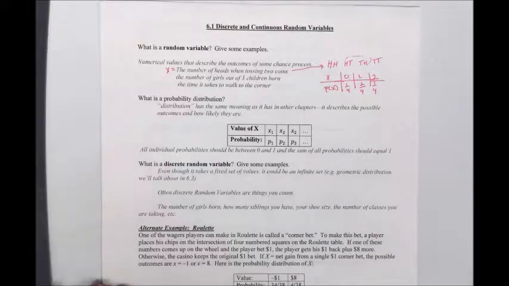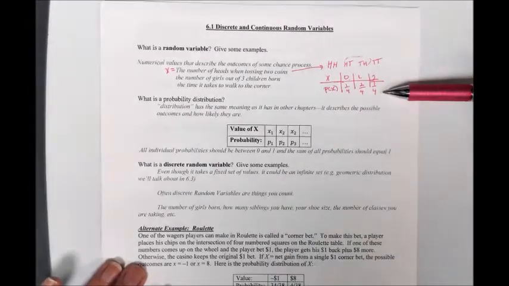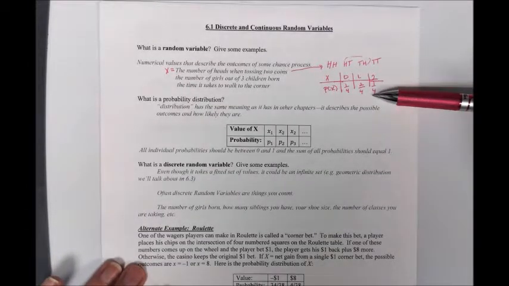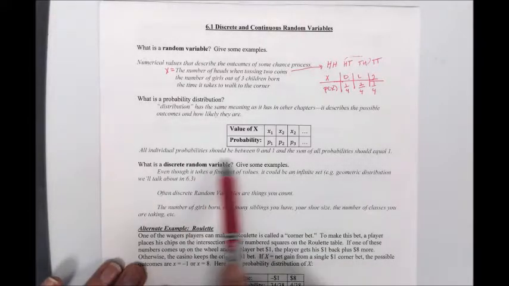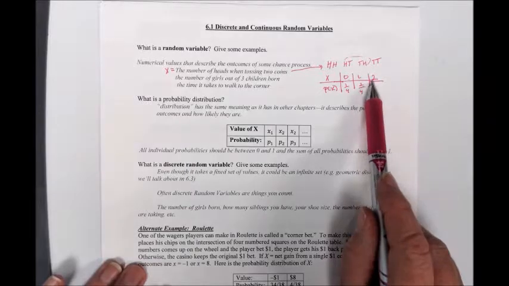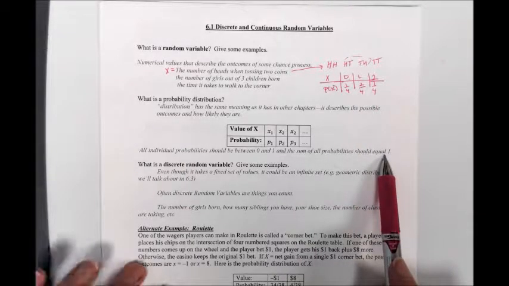So again, what makes it a legitimate table? All the outcomes that are possible are listed and the probabilities add up to 1. So the individual probabilities are between 0 and 1 and they add up to 1 total.